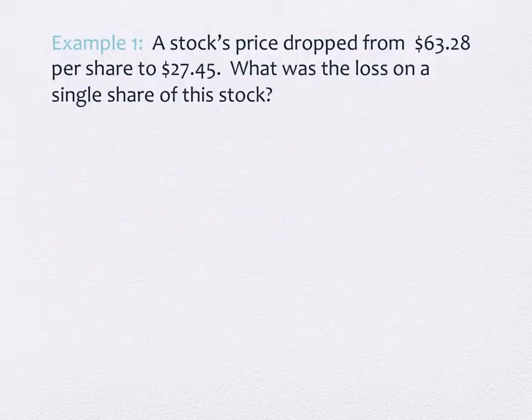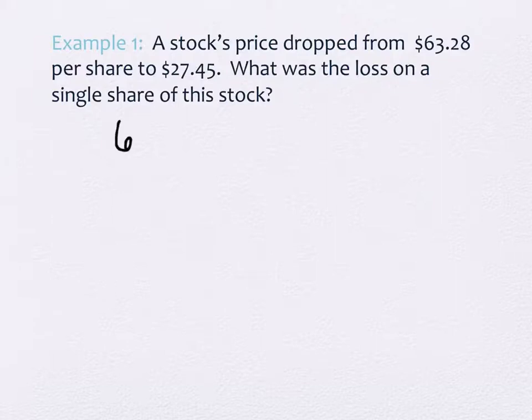All right, so let's look at an example of why we might want or need to add decimal values together. A stock's price dropped from $63.28 per share to $27.45 per share. What was the loss on a single share of this stock? So part of what we're doing is addition or subtraction. Which one is this? Are we adding or are we subtracting? We're subtracting because it went down in value and we want to figure out how much that value went down.